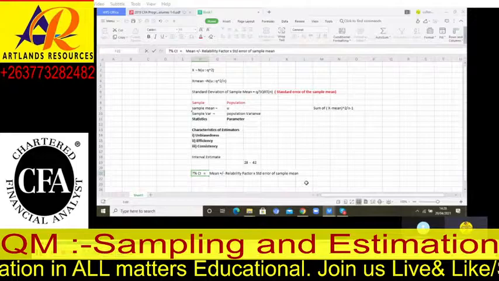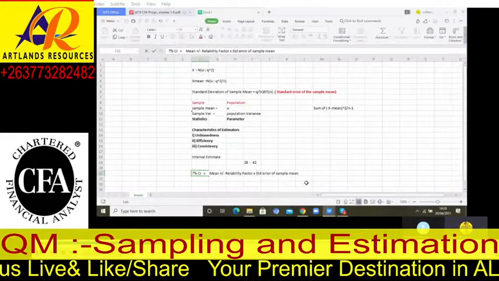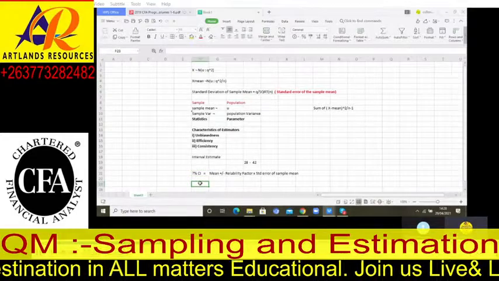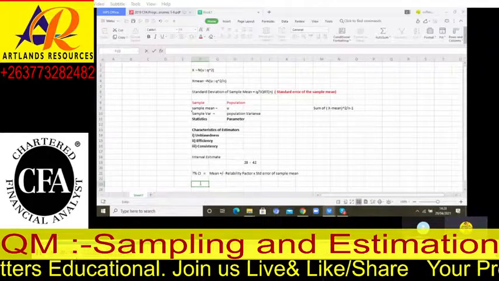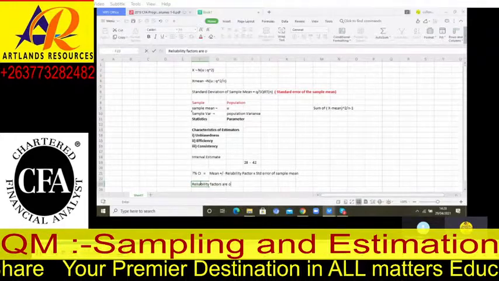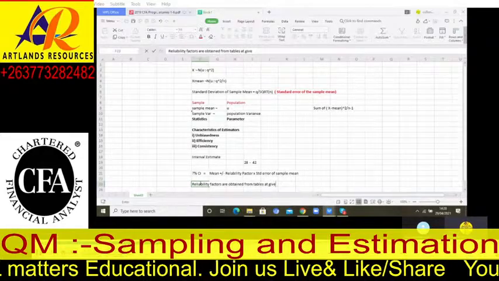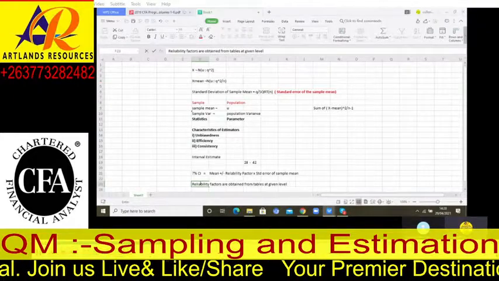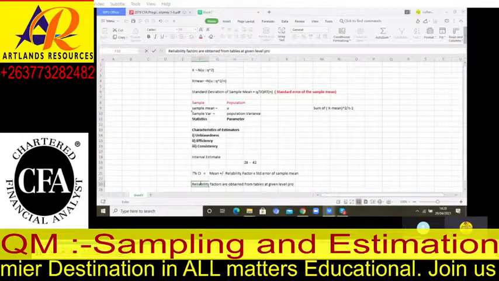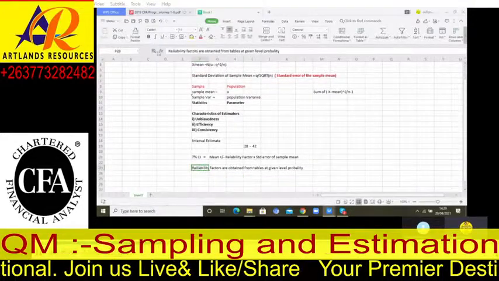Now, as I have said, we make use of tables in our exam, but the tables are not provided, so the examiner will give you the reliability factors where appropriate. Let me first make that point: reliability factors are obtained from tables at a given level of probability. You obtain them from tables at a given level of probability.